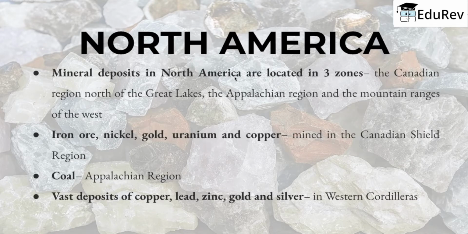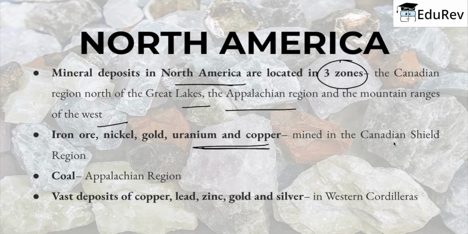Next is your North America. So the mineral deposits in North America are located in three zones. That is the Canadian region, north of the Great Lakes, this region, and then this region. Then the iron ore, nickel, gold, uranium, and copper are mined in this, that is the Canadian Shield region, then coal in this region, and vast deposits of copper, lead, zinc, gold, and silver in this region.